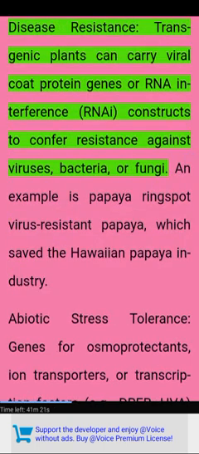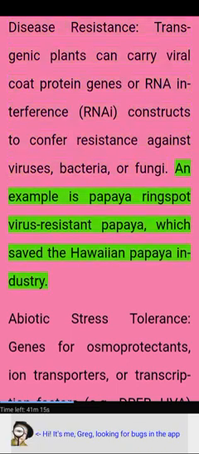Disease resistance. Transgenic plants can carry viral coat protein genes or RNA interference constructs to confer resistance against viruses, bacteria, or fungi. An example is papaya ringspot virus-resistant papaya, which saved the Hawaiian papaya industry.